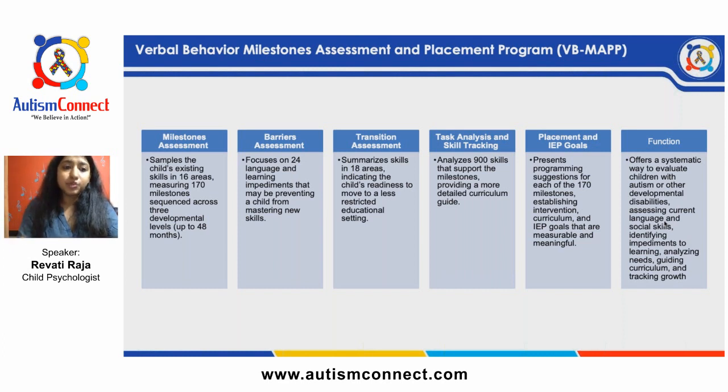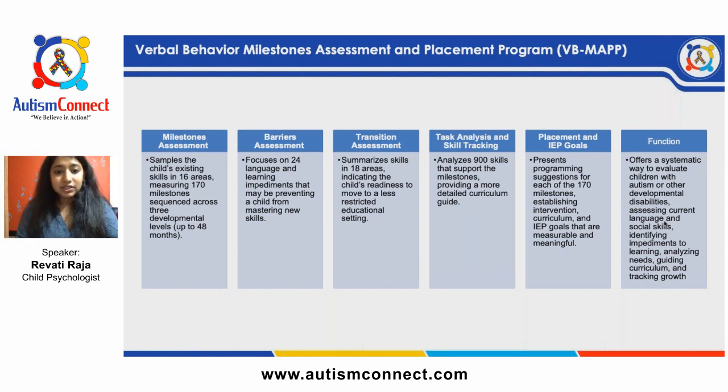It goes through the milestones really well, and it's actually easier to use than the ABLES once we learn to do it. The milestones assessment goes up to 48 months. Of course, if the child has major lags, it can be used for an older age group, but the milestones in it are for 48 months. The barriers assessment focuses on learning and language impediments that may prevent the child from mastering new skills. There are 24 parts to that, and it can be really helpful.